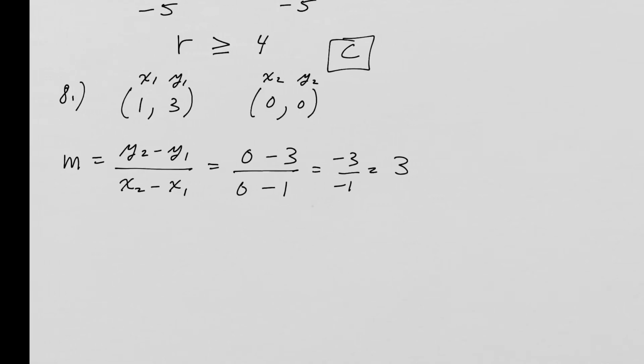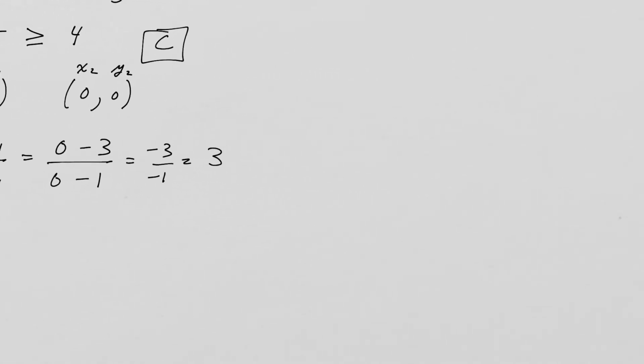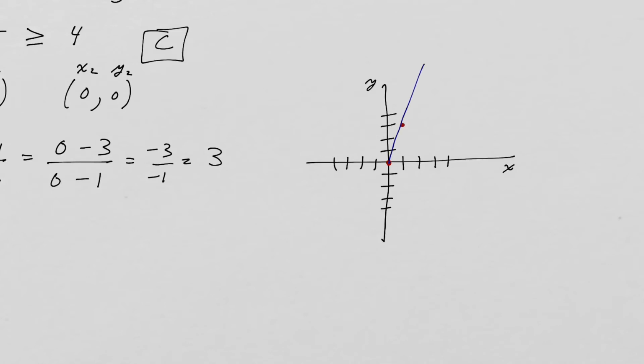And then to graph it, just plot those 2 points, right? So we have our Cartesian coordinate system, x, y. I want to plot the point (0, 0). That's right here, right? And then (1, 3). So I move 1 to the right, up 3. And then the line that passes through those is going to look like this. So in this case, it looks like C is the correct answer. So it should be C.